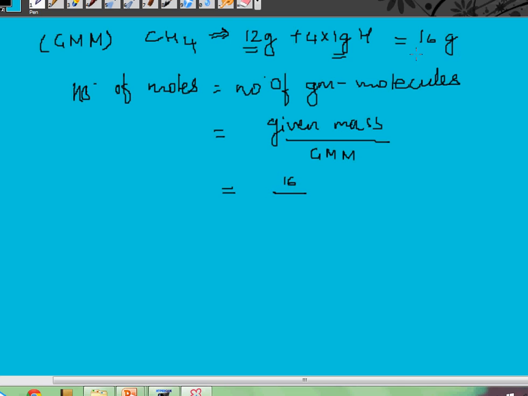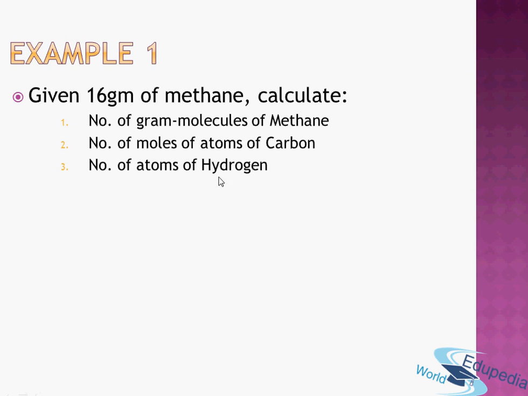Gram molecular mass is what we calculated here. It is again 16 gram. So 16 divided by 16, that is 1 mole. Okay, so the number of moles or number of gram molecules of methane is 1 mole. So this answers our first part of the question, that the number of gram molecules of methane is 1 mole.